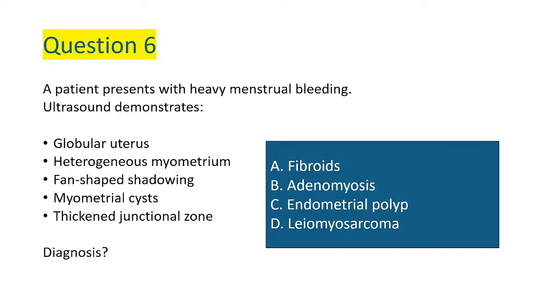So, the globular uterus with a heterogeneous myometrium and the fan-shaped shadowing, which we call the Venetian blinds, is characteristic of adenomyosis. So this is diffuse or global adenomyosis. With adenomyosis, that's where you see a thickened junctional zone, and then you've got myometrial cysts. So this is in keeping with adenomyosis.